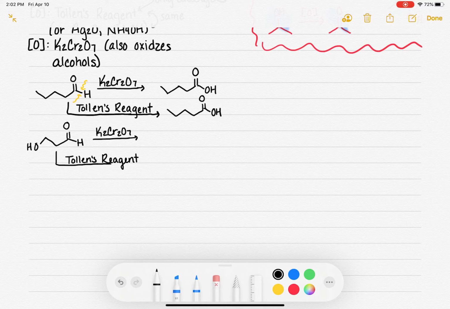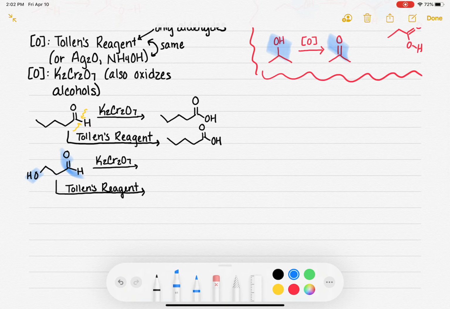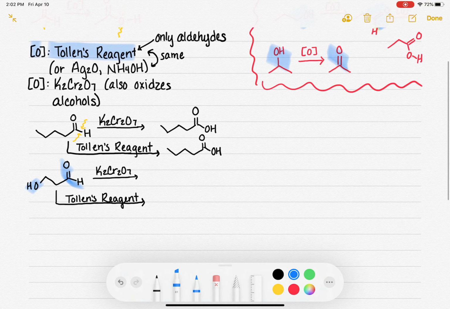And see what we get. Now, when we have two functional groups, an alcohol and an aldehyde, we do have to be a little bit more careful about what's going on with these different oxidizing agents. So going back up to our list right here, the Tollens reagent only oxidizes aldehydes. So let's do the Tollens reagent first.